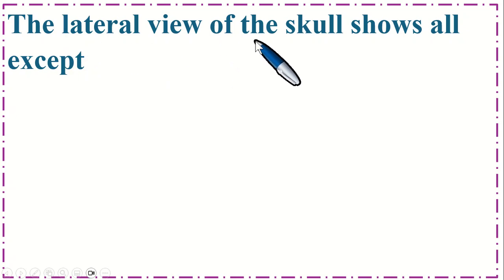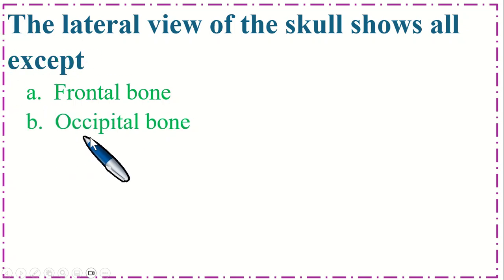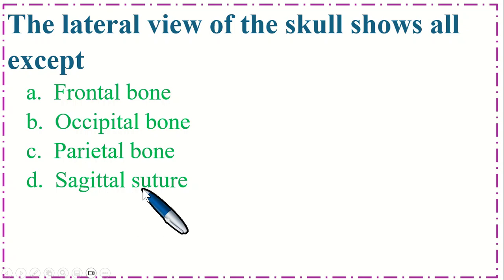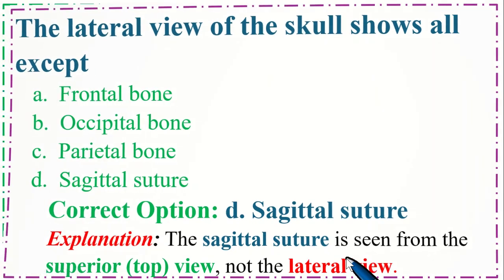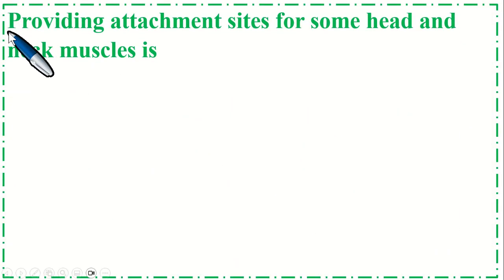The lateral view of the skull shows all except: option A, frontal bone; B, occipital bone; C, parietal bone; and option D, sagittal suture. So the correct option is D, sagittal suture. The sagittal suture is seen from the superior top view, not the lateral view. So this is a very important MCQ.